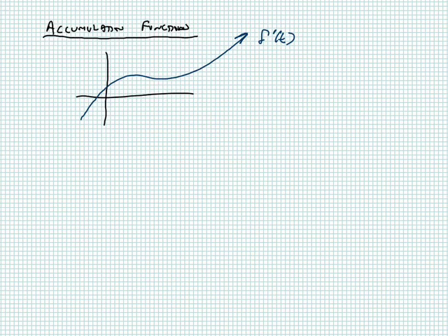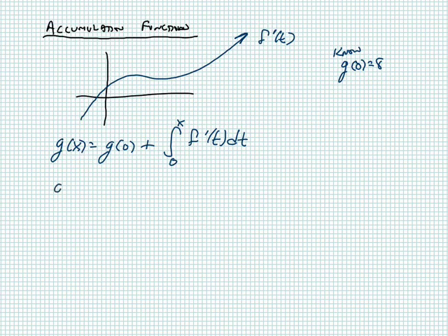Let's say I know that g of 0 is equal to 8, for example, and I want to come up with the accumulation function. So I know that g of x would be equal to g of 0, because a is always your given x value, plus the integral from a, which is your known value, to x of f prime of t dt. So here I've got g of x is equal to 8 plus the integral from 0 to x of f prime of t dt.